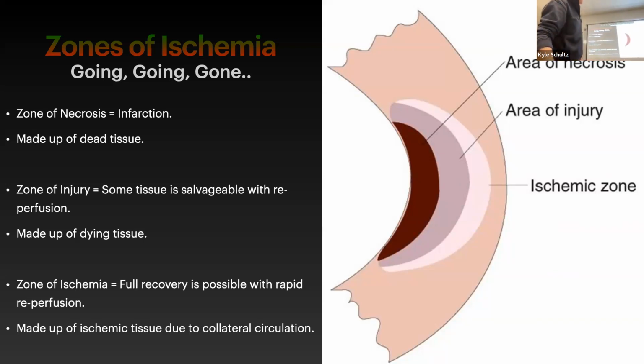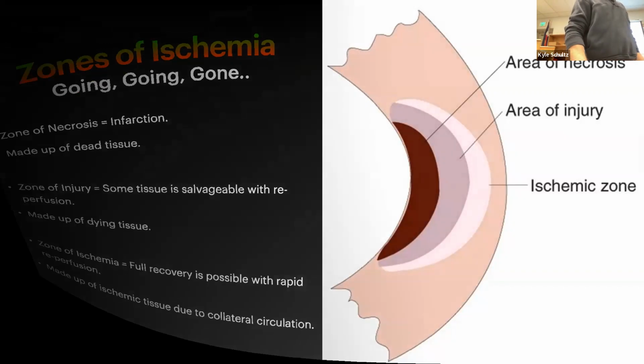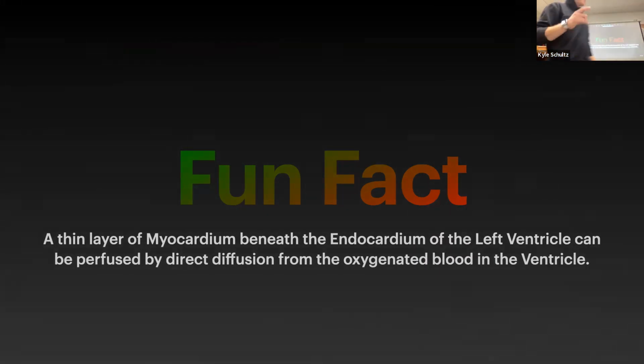Okay. So that ischemic tissue just isn't getting the blood flow that it needs, and it's getting to be hypoxic. Fun fact, and I think this is really cool: there's a thin layer of the myocardium beneath the endocardium of the left ventricle that can actually be perfused by direct diffusion from the oxygenated blood in the ventricle.